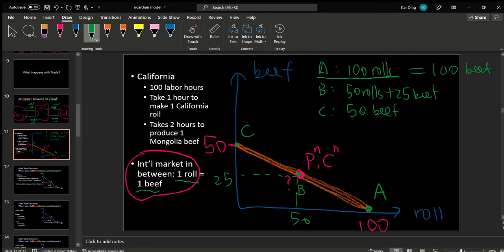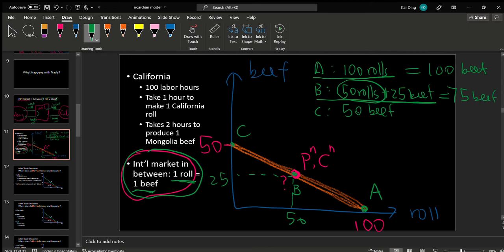Option B is 50 rolls and 25 beef. Under this exchange rate, one roll equals one beef. So the 50 rolls is equivalent to 50 beef, plus the 25 beef, that's equivalent to 75 beef. And option C is 50 beef.